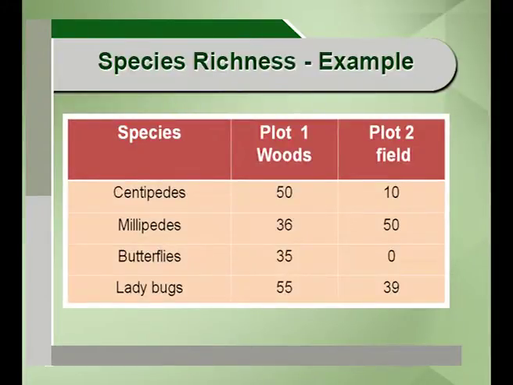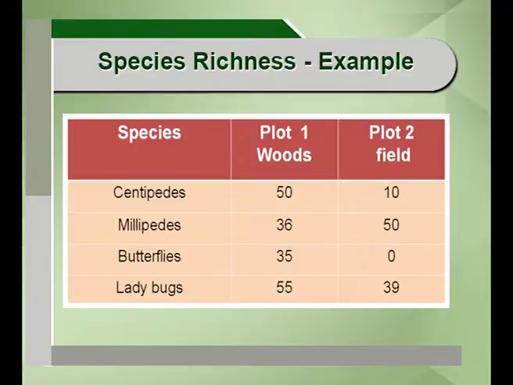I've tried to explain the species richness with an example. Here I have given a table in which there are 2 plots, plot 1 in wood and plot 2 in field. The number of species, if you see, is 4: centipede, millipede, butterfly and ladybug. In plot 1 all 4 species are present, but in plot 2 only 3 species are present.